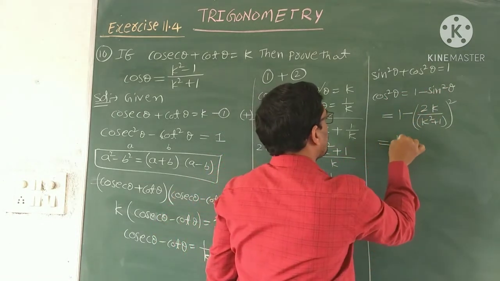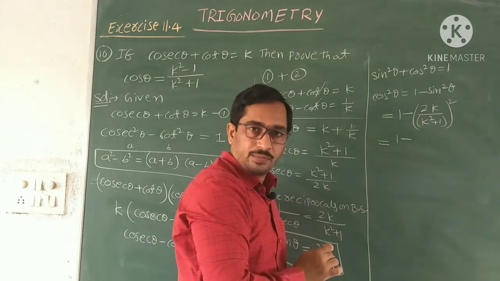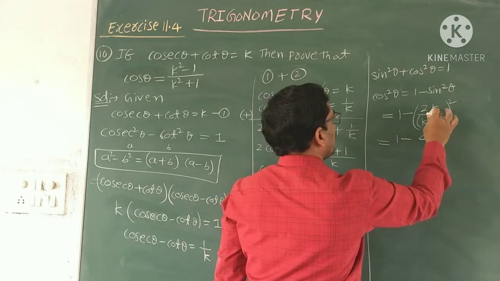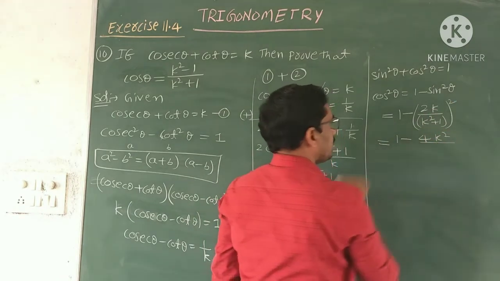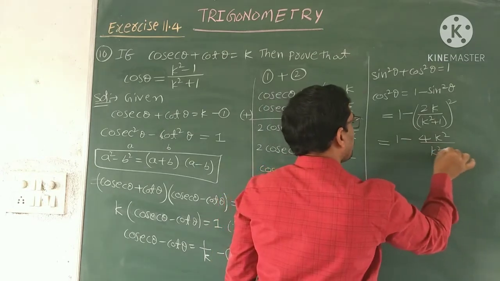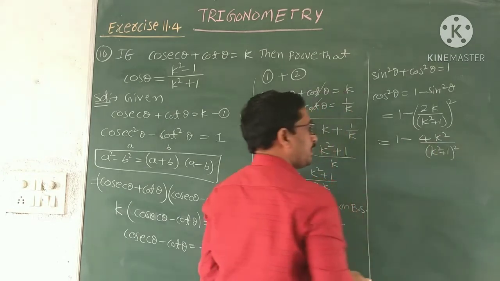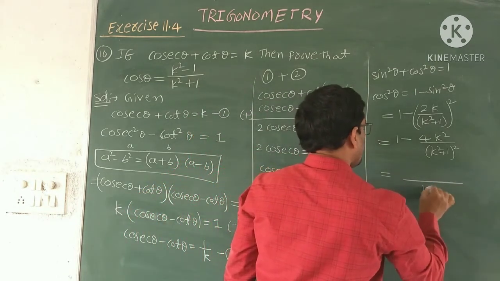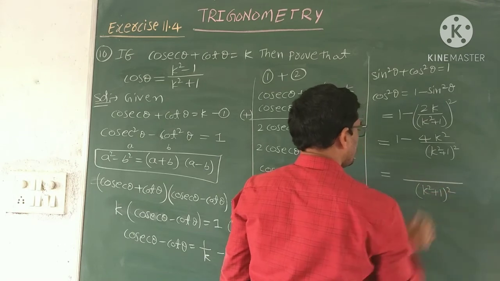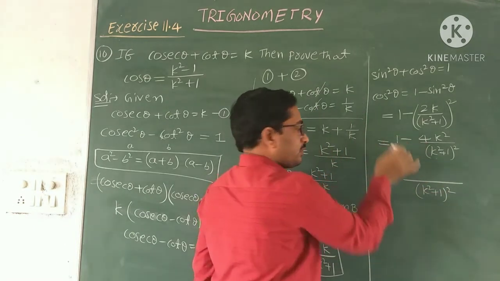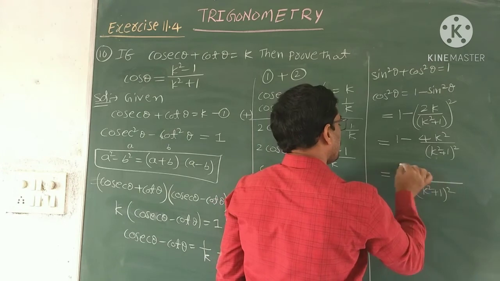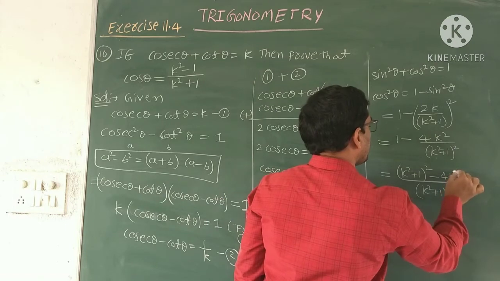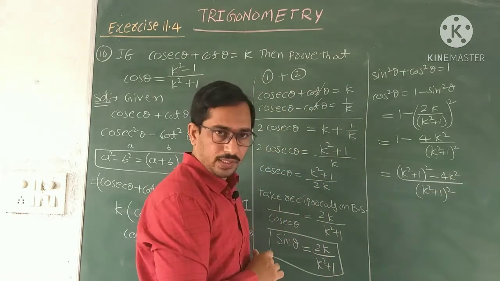Now separate the square for numerator and denominator. The numerator contains 2 terms, so 2 square is 4, and k square, by the denominator k square plus 1 whole square. Now take LCM. LCM is k square plus 1 whole square. Now 1 into k square plus 1 is k square plus 1 whole square, minus 4k square.